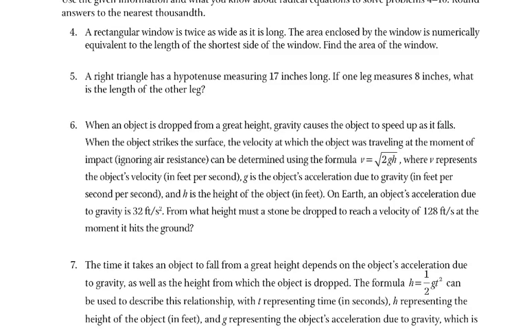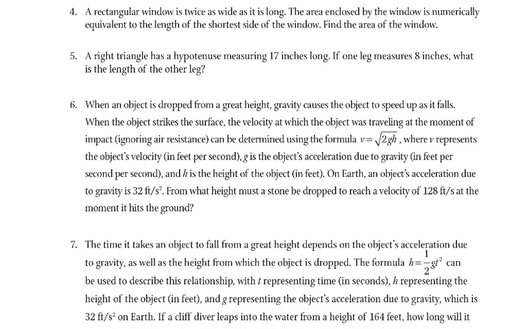Okay, number 4. A rectangular window is twice as wide as it is long. The area enclosed by the window is numerically equivalent to the length of the shortest side of the window. Find the area of the window. So we've got this window. It says it's twice as wide as it is long, so this would be 2x if this is x. The area enclosed by the window is numerically equivalent to the length of the shortest side of the window. Okay, so the area here is the same as that shorter side.